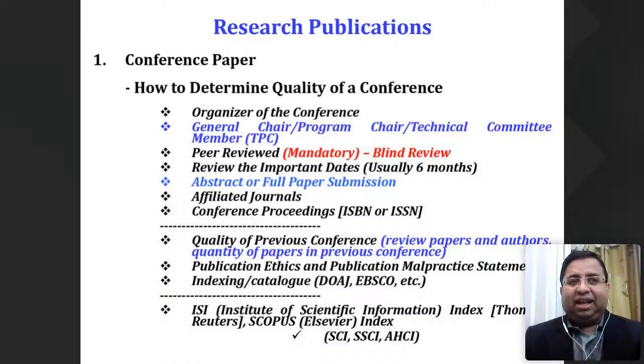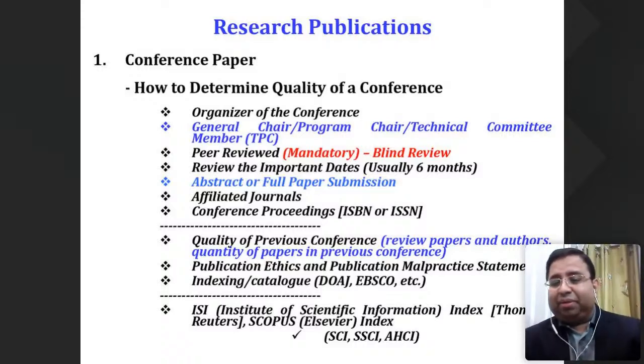Okay. And then secondly, you have to check the general chair and program chair. If we notice that the general chair is a professor, then you can explore the general chair or program chair on Google. If you notice that the program chair and general chair have a very rich profile, there is no question about the quality of the conference. They know how to make it a more fruitful conference.